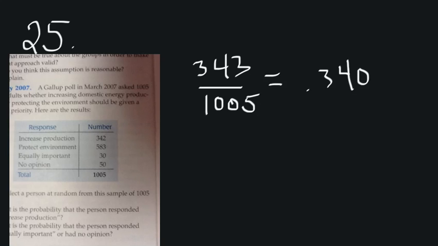Part B. What's the probability the person responded equally important or had no opinion? Wait, on this one, would you do the 30 over the 1,005 and then 50 over 1,005 and then add it together? Not quite. You're going to add 30 and 50 together. Well, you've got which the person responded equally important or had no opinion. So it's 30 out of 1,005 plus 50 out of 1,005.